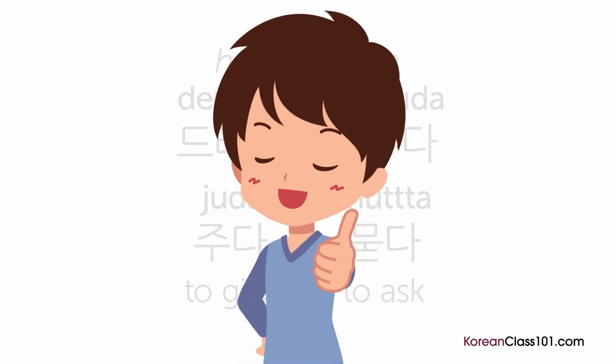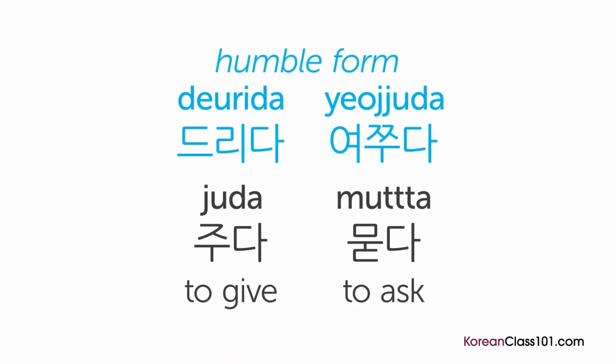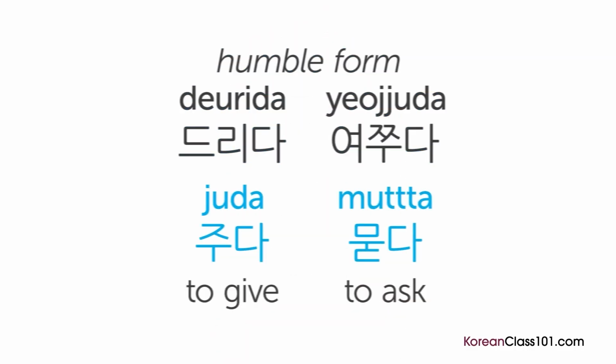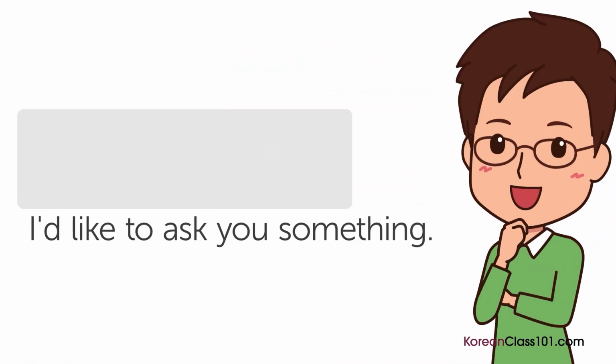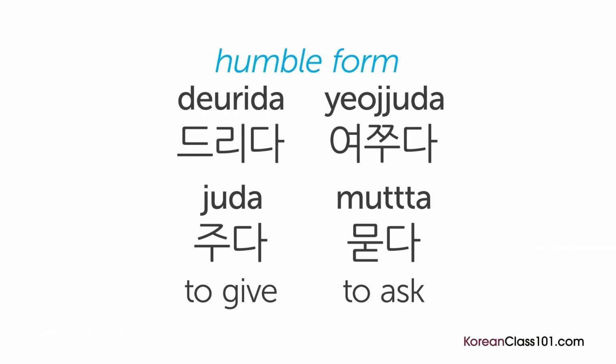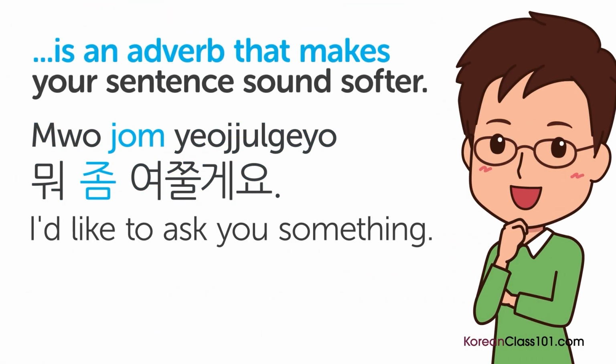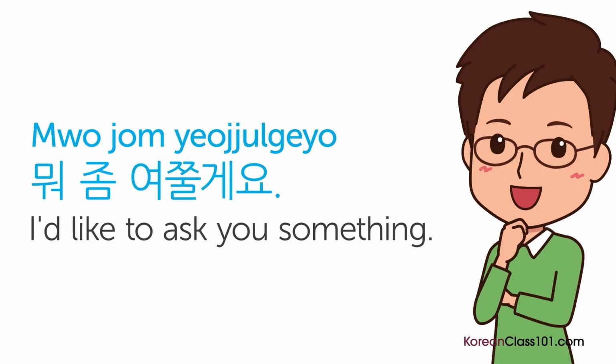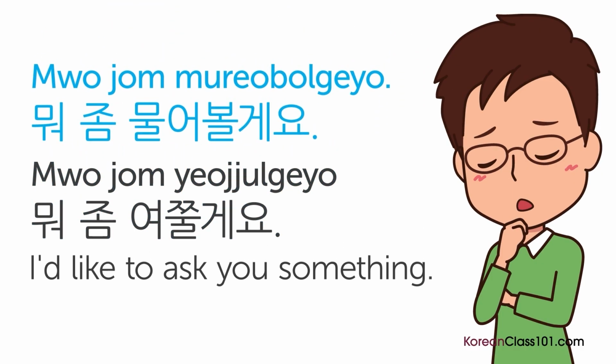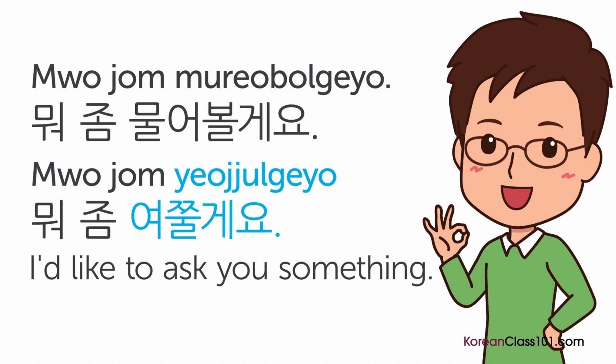Let's do some examples so you can learn how to use the humble forms of these verbs correctly. Let's say you want to ask a professor a question. How do you say, I'd like to ask you something? To show respect to your professor, you should use the humble form of to ask, 여쭈다, and say, 뭐 좀 여쭐게요. 좀 is another verb that makes your sentence sound softer. It sounds more polite than saying, 뭐 좀 물어볼게요, because it uses the humble verb.